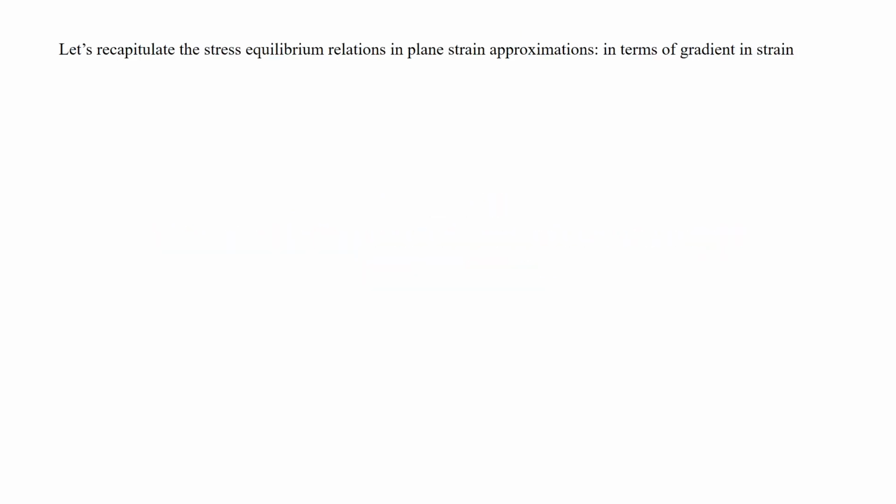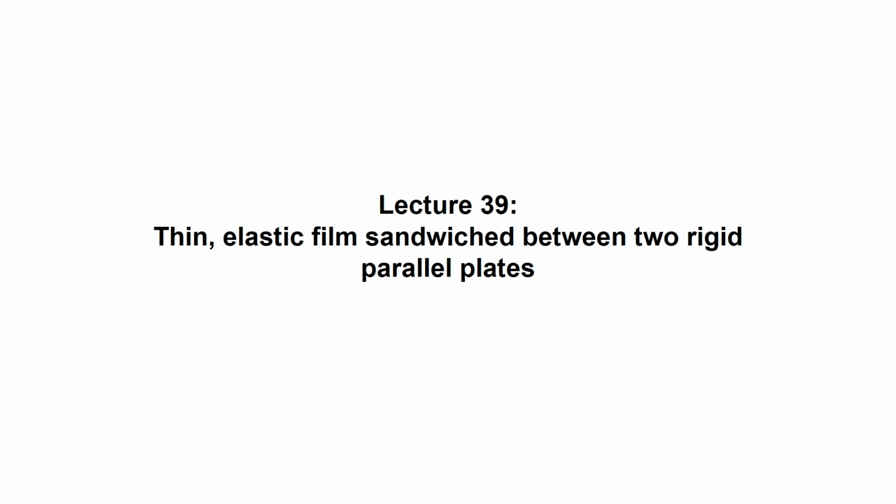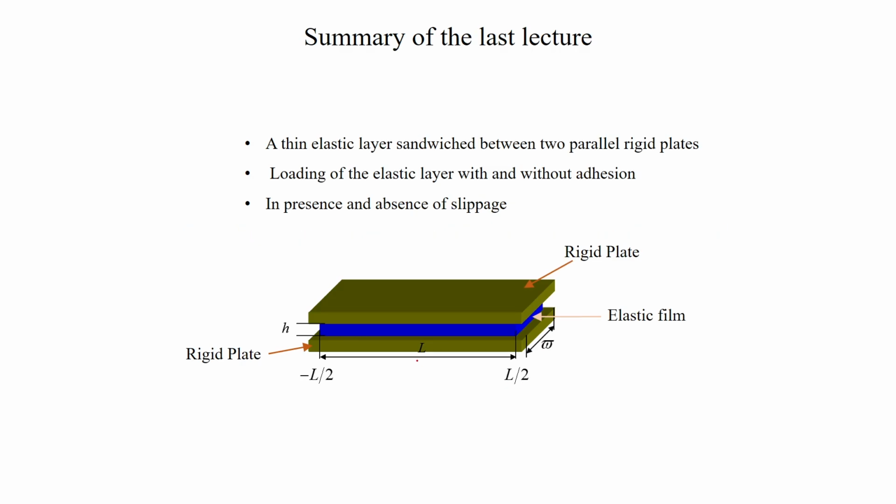Let us recapitulate the stress equilibrium relations in the plane strain approximation. We discuss plane strain because the plate has length from minus L by 2 to plus L by 2, and its width along the y axis goes to infinity. So the plane strain is along the y axis, which is very large in the y direction. Essentially we will be dealing with the thickness coordinate, let us say z, and this is x. Let me draw it properly.